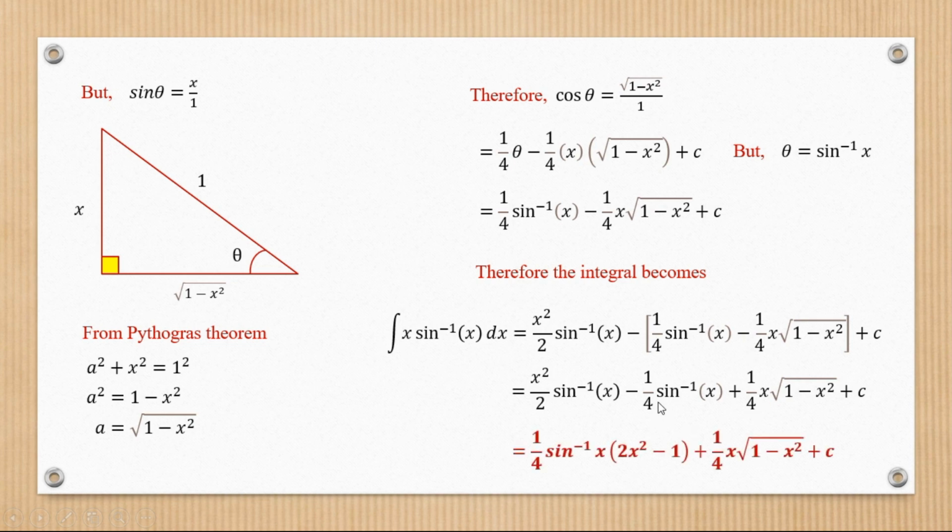So therefore we can already see that we can combine some of the terms. As you can see from this group right here, x squared over 2 sine inverse of x minus a quarter sine inverse of x, I can choose to factorize out a quarter sine inverse of x. So if I do that, I'll be left with 2x squared minus 1 in bracket, because when I multiply this back in, it will give me back these two individual groups of functions. So now this is the simplest way of expressing your final answer.